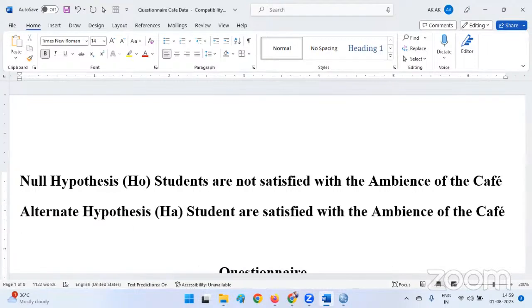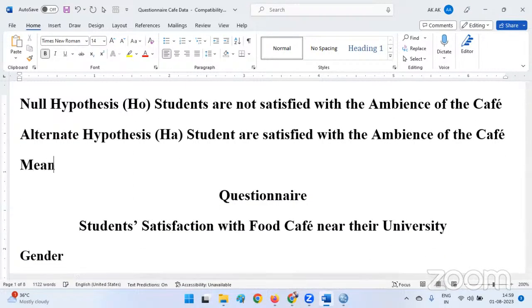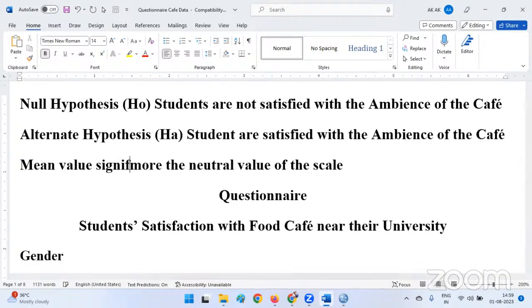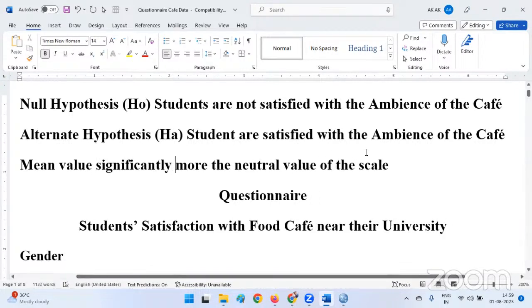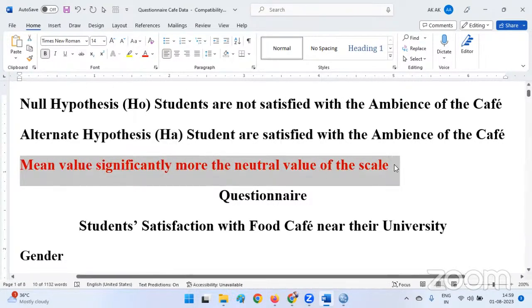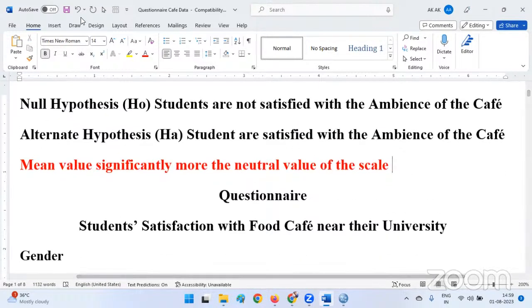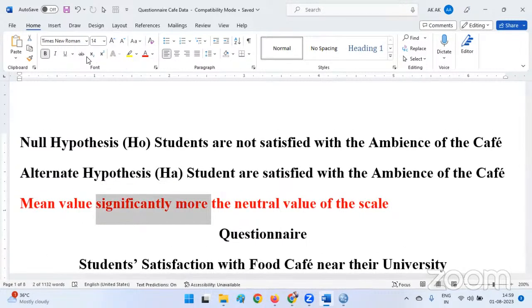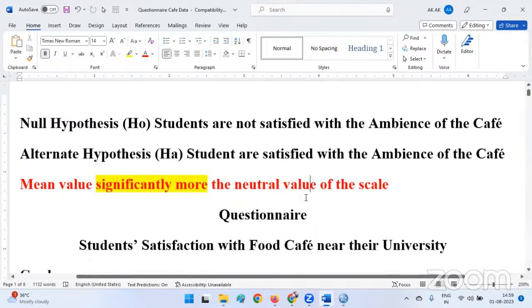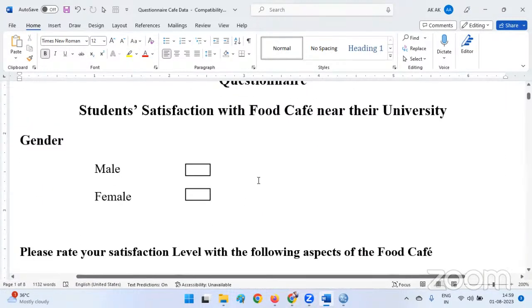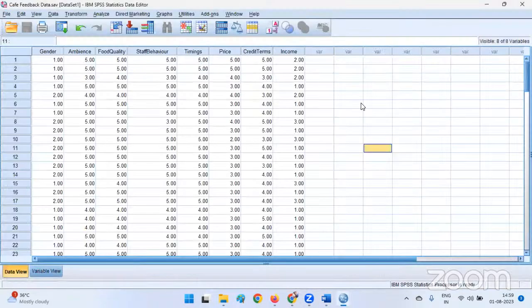So what is the criterion of satisfaction of students? The mean value should be more than the neutral value of the scale. Now, the mean value should be significantly more than the neutral value of the scale. This is very important. When we talk about significantly more, we check the statistical significance with certain tests, and this is the t-test, the one sample t-test.